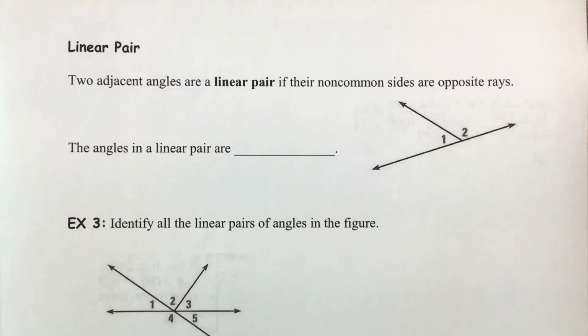Next, what we're going to do is look at a linear pair. Two adjacent angles are a linear pair if their uncommon sides are opposite rays. Now that's a little bit of a heavy definition there. Lots of stuff going on there. So let's see if we can just break that down for a bit.